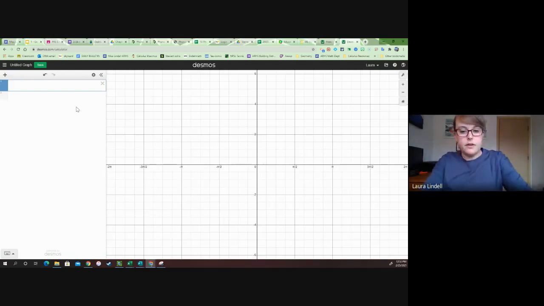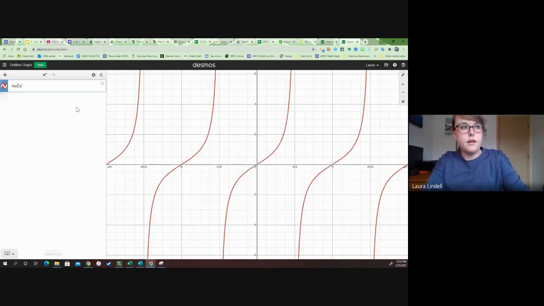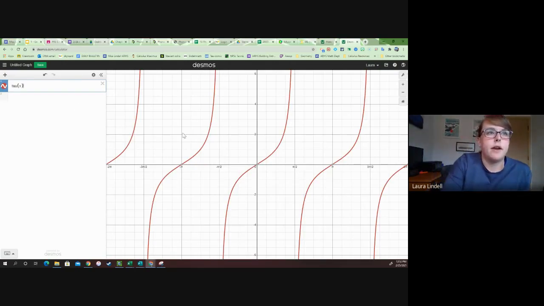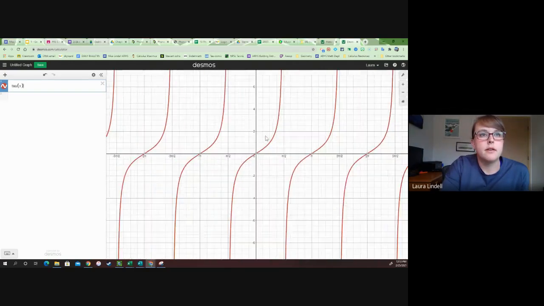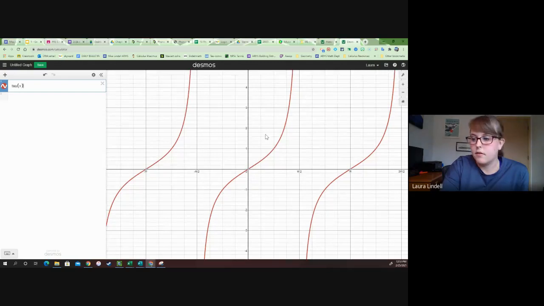Then we're going to go ahead and take a look at tangent of x. Okay. So there it is. You can kind of see where the asymptotes will be, especially if you zoom out a bit. The asymptotes become a little bit more clear. But anyway, so that's what it would look like for kind of your starting point of just regular tangent of x.